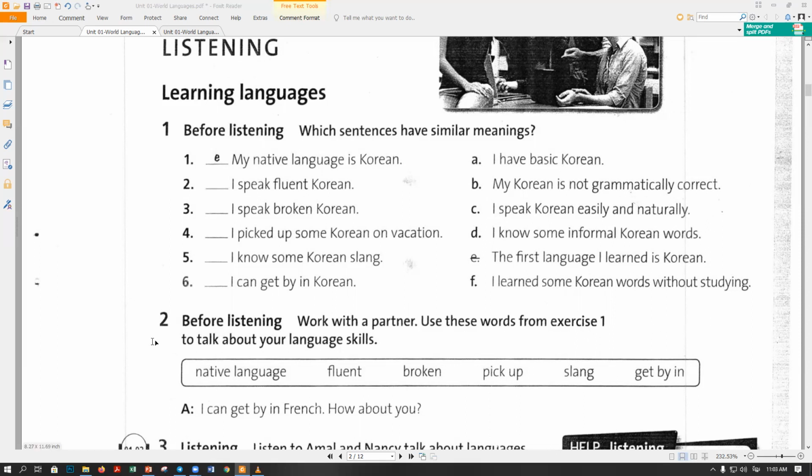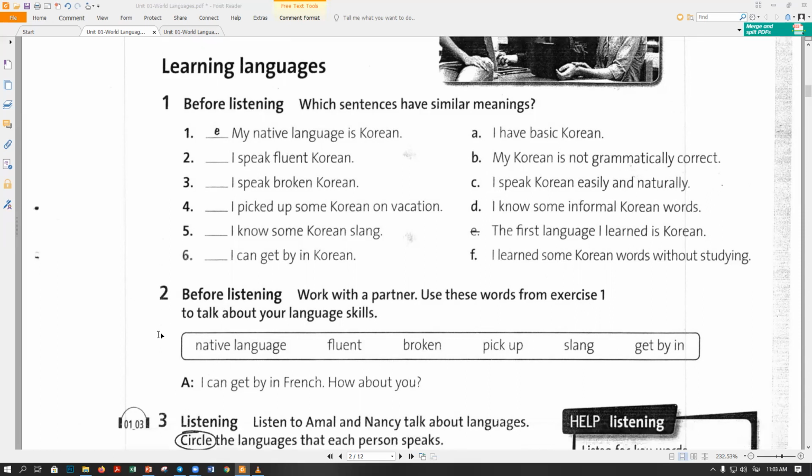Okay, so exercise 2. Also before listening, work with a partner. Use the words from exercise 1 to talk about your language skills.